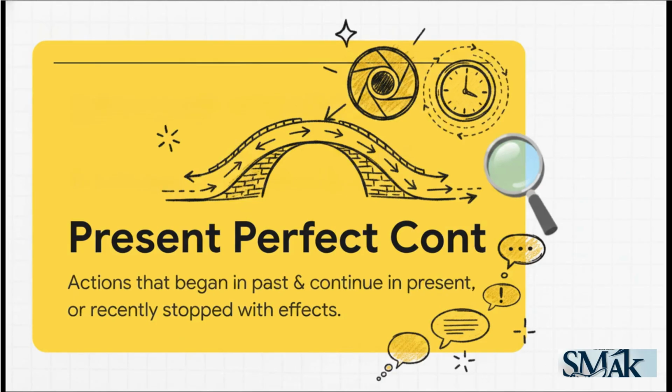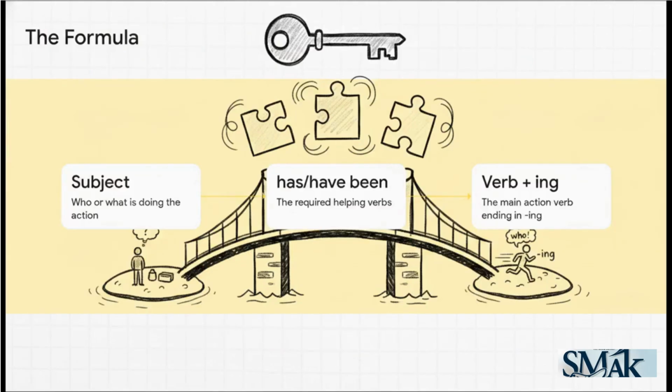It essentially tells the listener, hey, this didn't just happen once and finish up. It's been an ongoing situation. And to build this bridge, you literally just need 3 puzzle pieces. First, grab your subject, the who or what doing the action. Step 2, add your helping verbs, which for this tense are always going to be either has been or have been. And finally, step 3, just take your main action verb and slap an ing right on the end of it. So subject plus has or have been plus an ing verb. That is your master key.